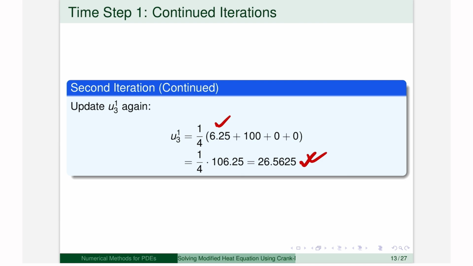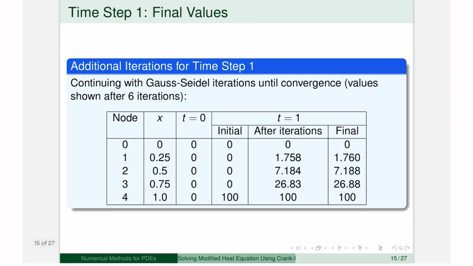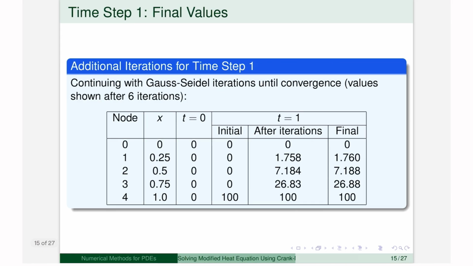Now similarly if I continue the iteration, in the third iteration u11 is 1 by 4 of 0 plus 6.25, so it will be like that. Similarly u21 will be this, and similarly we can calculate u31. So if I do it like that, after 6 iterations we'll get this final value, because with Gauss-Seidel two consecutive values will be the same.